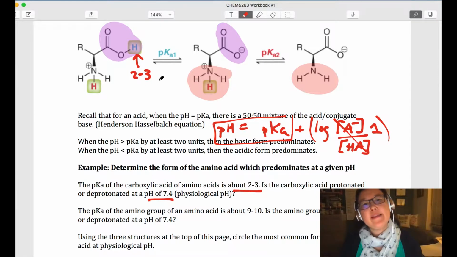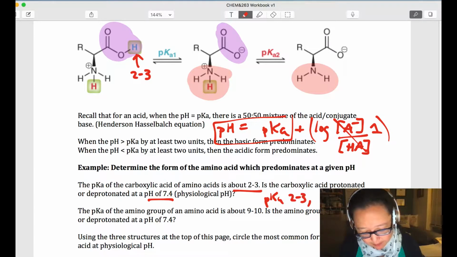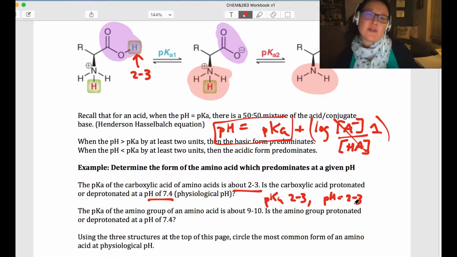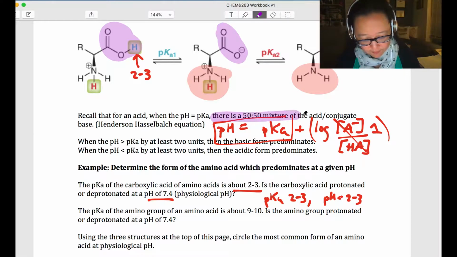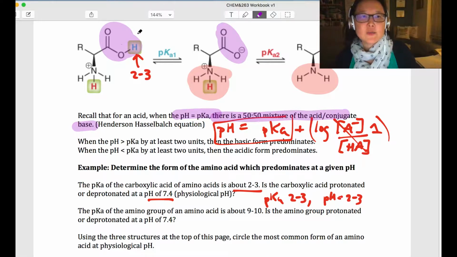Now what that means is, if the pKa is 2 to 3 and my pH was 2 to 3, I'd have an equal chance of being deprotonated or protonated. It'd be 50-50, right? And that's because of this Henderson-Hasselbalch. So in other words, in a 50-50 mixture of conjugate acid and base, the pH is equal to the pKa. So if this is 1-to-1 at a pH of 3, what happens when I suddenly increase the pH to 7.4? That means that I'm getting more basic in solution. So that means I'm not likely to have as many H's, and I'm more likely to have this deprotonated form.